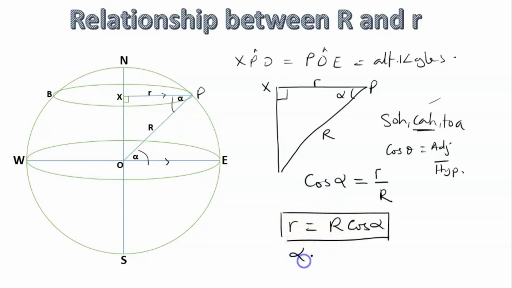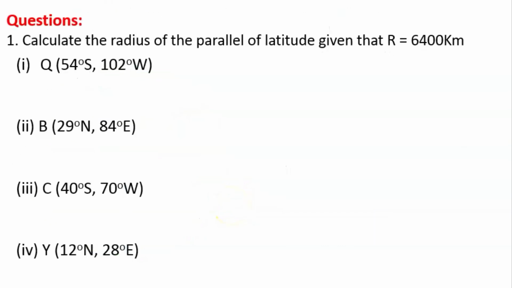And don't forget, very important, that this alpha is actually the latitude angle that we are having here. This very latitude is the one we are referring to. So in case you have a question, as we'll be looking at some questions, this is a very good relationship that I want us to bear in mind. All right, so let's look at some questions very quickly.